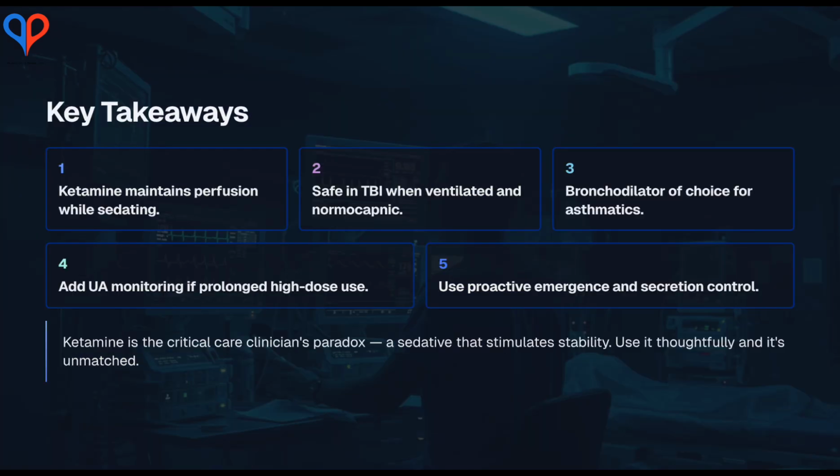In summary, ketamine maintains perfusion while providing deep, titratable sedation and analgesia. It's safe in traumatic brain injury when ventilation is controlled, serves as a bronchodilator in asthma, and is invaluable in shock, ECMO, and opioid-tolerant patients. Emergence reactions, hypersalivation, and rare cystitis are preventable or reversible with basic precautions. For critically ill adults and children alike, ketamine remains one of the most hemodynamically stable sedatives available.